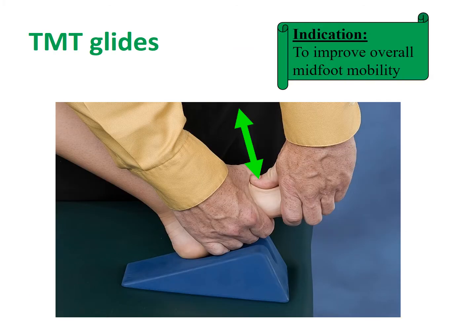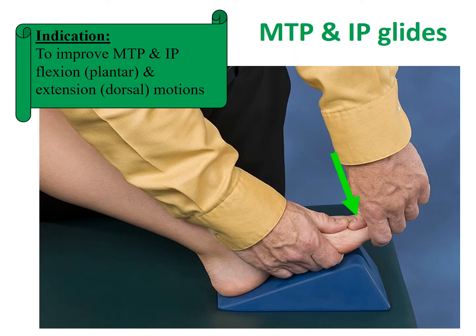TMT glides can improve overall mobility of the midfoot. And again, anterior and posterior directions can be performed by moving that segment either up or down. For MTP and IP glides, these will improve plantar and dorsiflexion by moving into those respective positions, in the plantar or dorsal direction.